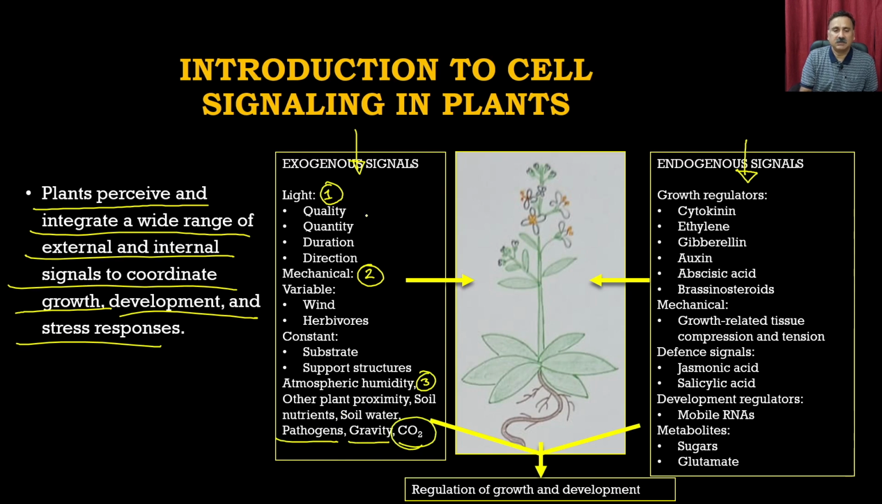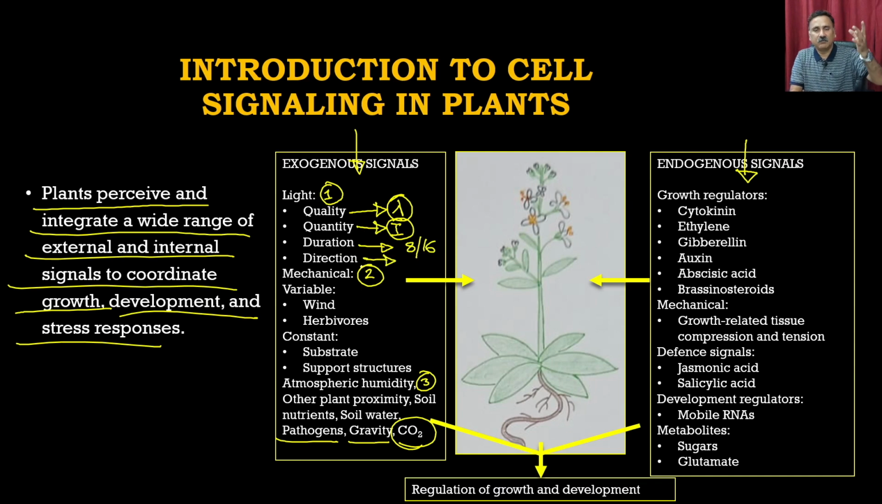Within the light, the plant is going to be responsive to the quality of the light, which means the wavelength of the light. Then it is going to respond to the quantity of the light, which means the intensity of the light. Then it is also going to respond to the duration of the light, whether it is low duration versus high duration, which means 8 hours versus 16 hours a day. Then it is also going to respond to the direction, right?